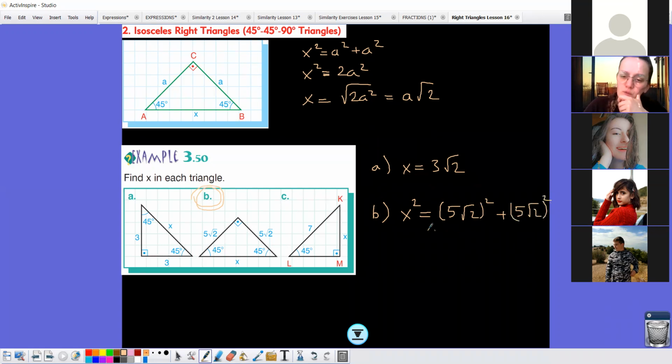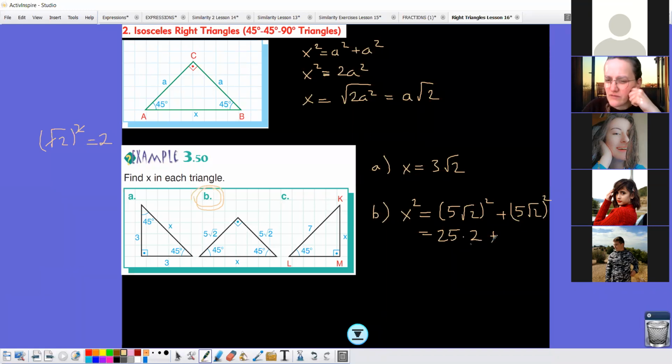Okay. Then what would x be if x squared is equal to 5 squared? 5 squared is 25, times root 2 squared. What will that be? Root 2 squared is just 2. Plus 2, yes.